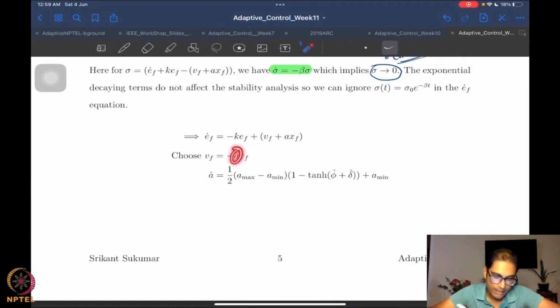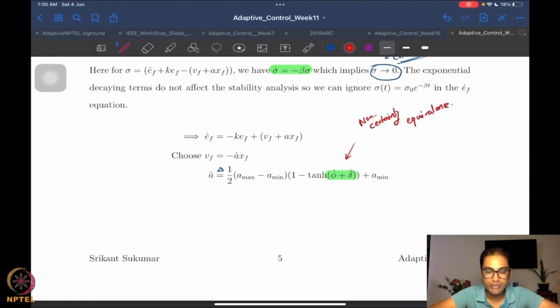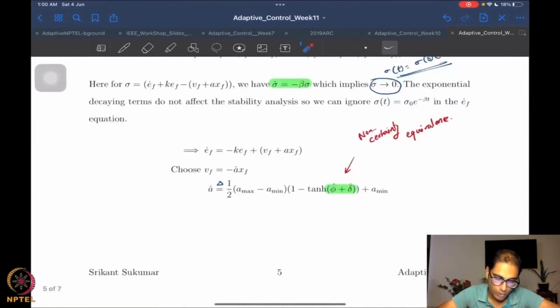So I implement an A hat. Now A hat is just a placeholder, which means it's just a symbol to define this guy. Now this is where your non-certainty equivalence becomes very apparent. So I'm going to mark this as non-certainty equivalence. Okay. So you see that the expression is very identical to what we had for the original system, or for the actual A.